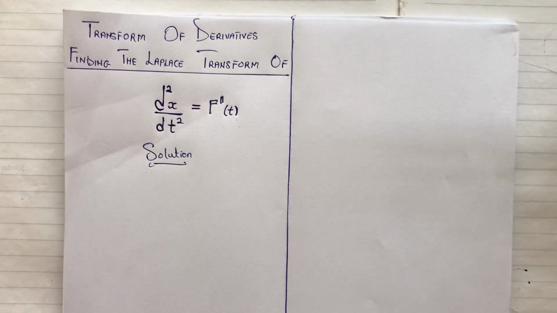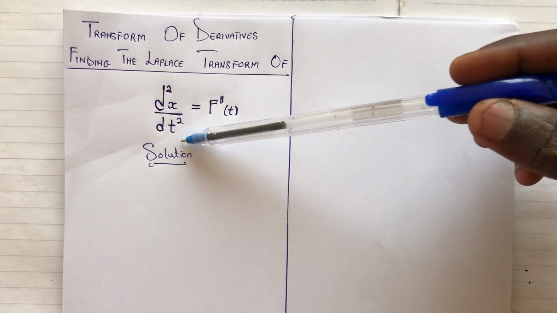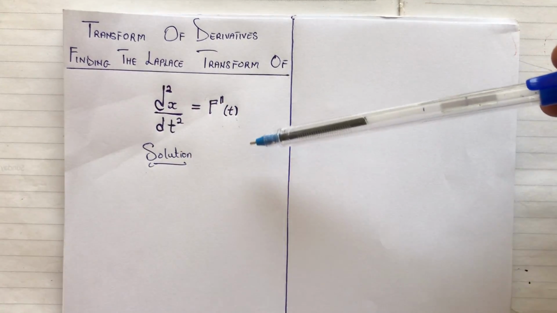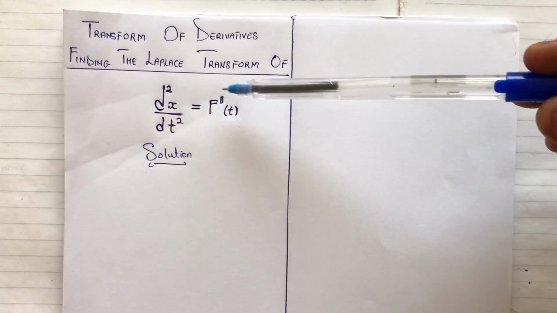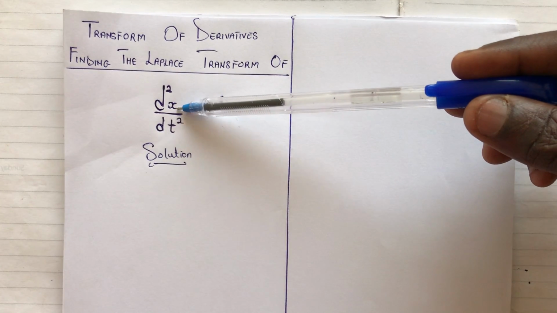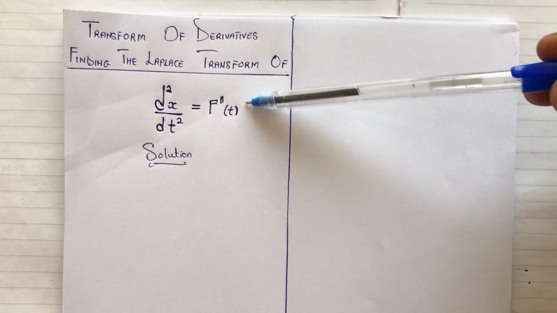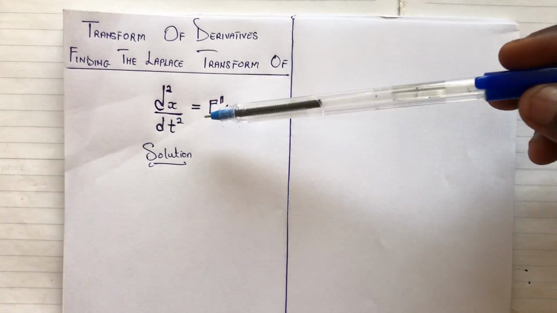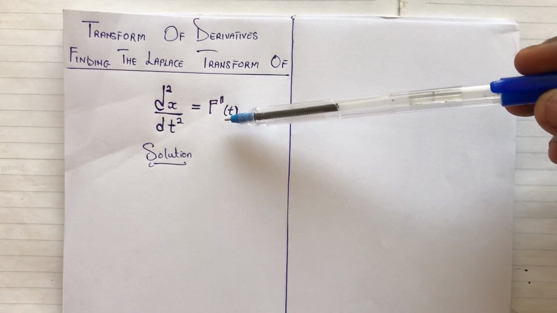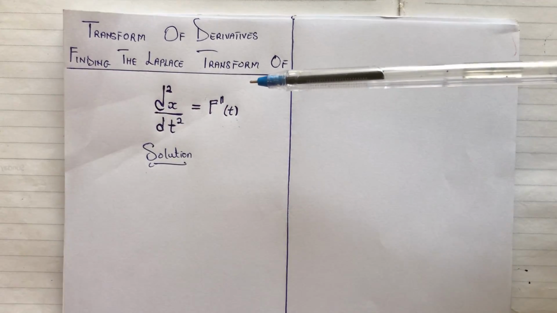Previously, I discussed the Laplace transform of a first derivative function, dx/dt equal to f bar of t. In this one, we are going to talk about the second derivative, d²x/dt² equal to f double bar of t. Remember, f of t is the main function, and this is the second derivative of f of t using transform of derivatives.